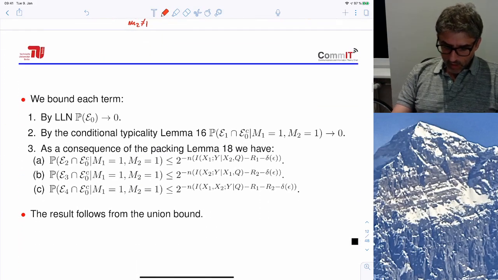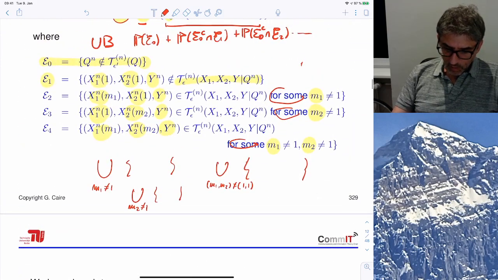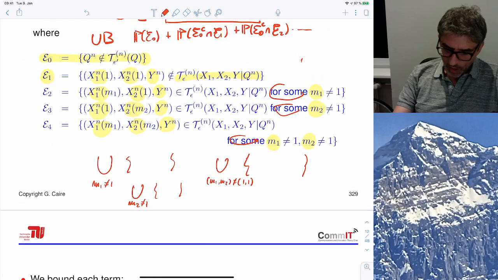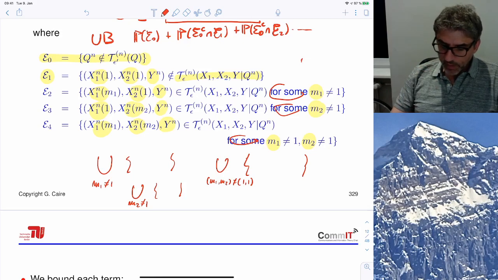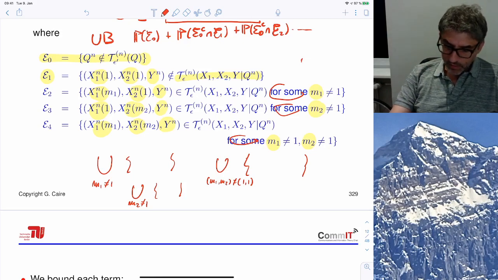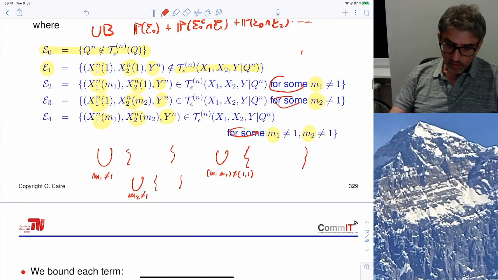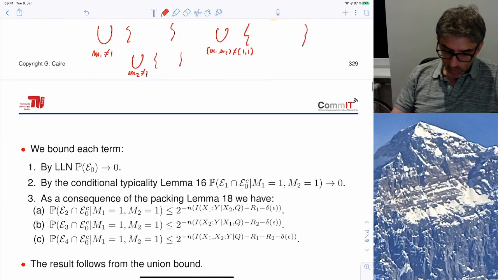So the probability of E0 goes to zero. Why? Because Q is generated according to the distribution PQ, and the probability of the typical set goes to 1, so the probability that the randomly generated Q is non-typical goes to 0, and so this is just the law of large numbers.